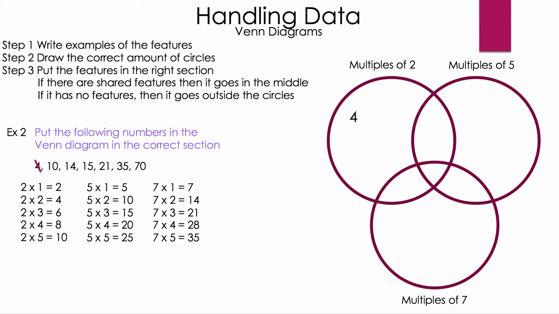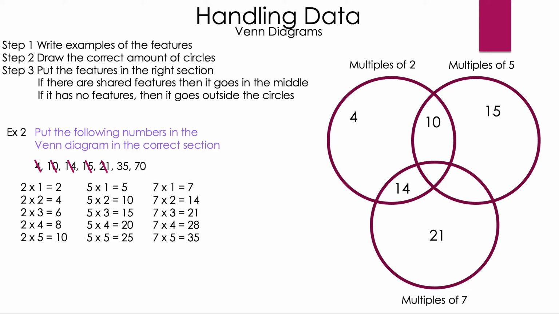So we're going to cross off 4 and put it into the multiples of 2. We're going to cross off 10 and put it in the shared part of multiples of 2 and 5. And we're going to do 14, which is a multiple of 2 and 7, so it goes into the shared part. And then 15 is just a multiple of 5.